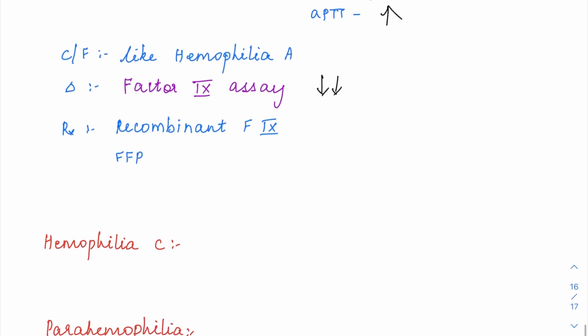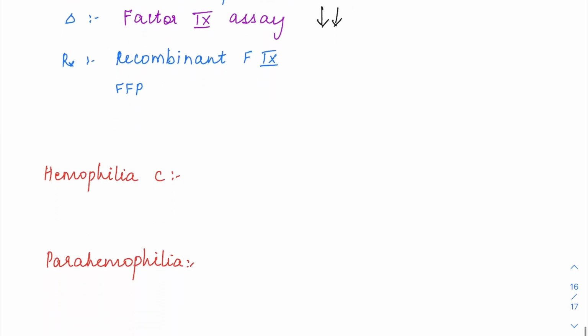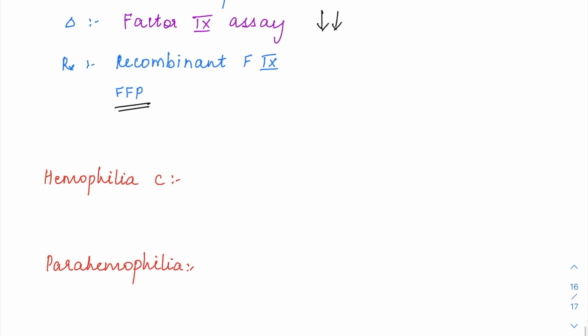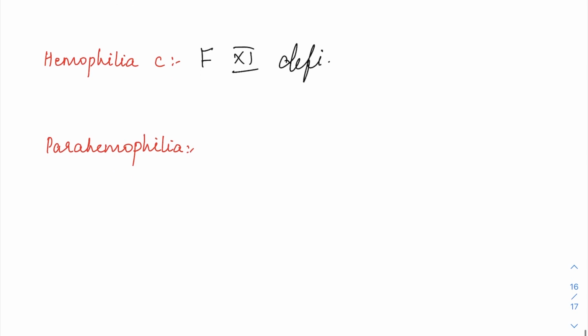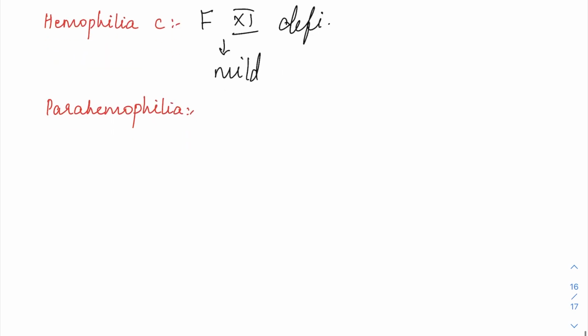As for treatment, you'll have to give recombinant factor 9 here, and then you'll have to give FFP and not cryoprecipitate, because cryoprecipitate doesn't contain factor 9. So you'll have to give fresh frozen plasma, which contains all the coagulation factors. Okay, so something called hemophilia C is there. What is hemophilia C? Hemophilia C is factor 11 deficiency, and this is a kind of mild deficiency. Usually it doesn't present much.